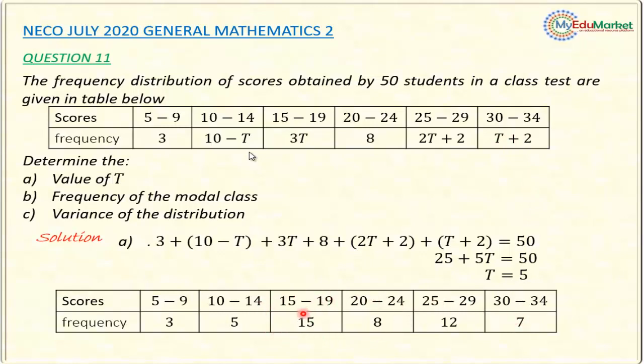I'm going to use this because I have to have the actual frequencies so that I can get questions B and C. From here, question B, the frequency of the modal class. The modal class is the class with the highest frequency. I can see that it is 15, the highest frequency. So the frequency of that modal class is 15. So I have answered question B. Let me move and answer question C on the next page.